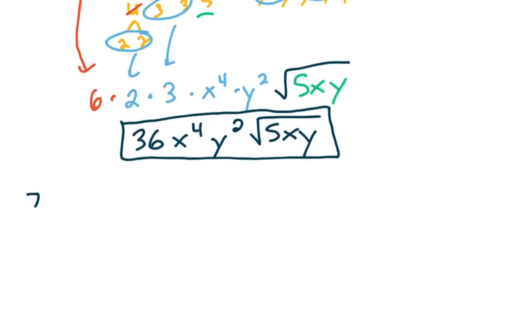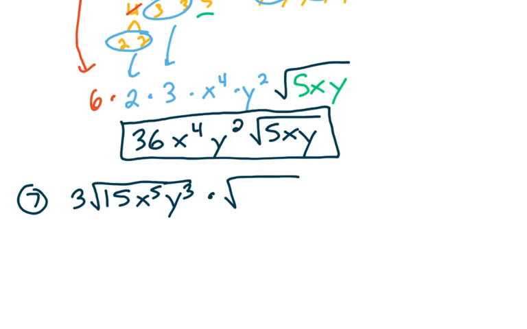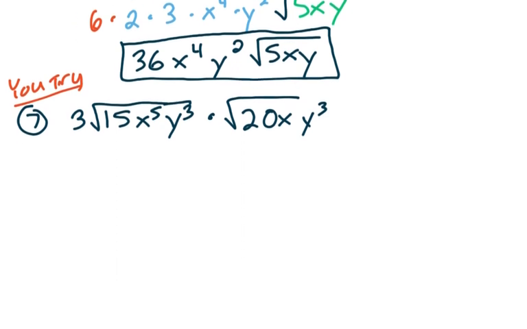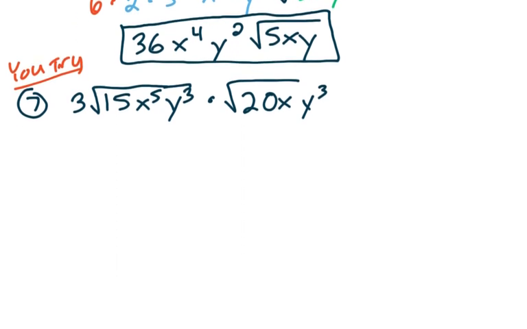All right, I'd like you to try number 7, so go ahead and pause the video. Or, excuse me, let me write the problem first, then you can pause the video. 3 square roots of 15x to the 5th y to the 3rd times the square root of 20x y cubed. So before you start the problem, this x has an exponent of 1, so when we don't write the 1 as an exponent, that's what it has. So pause the video, try number 7, and see if you can get it.